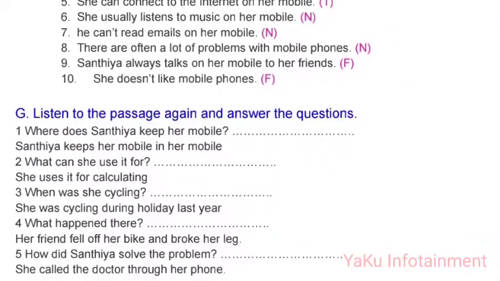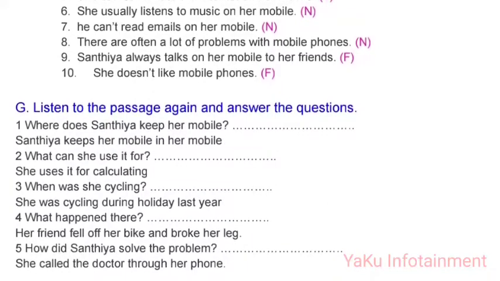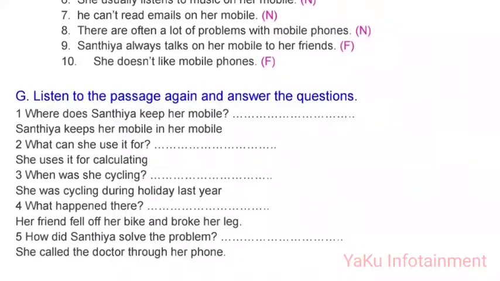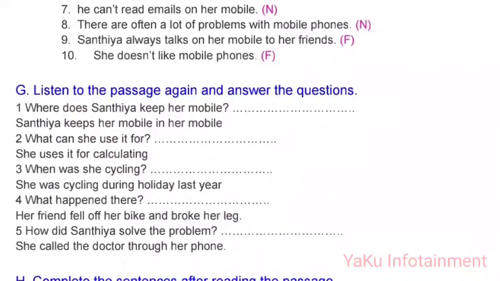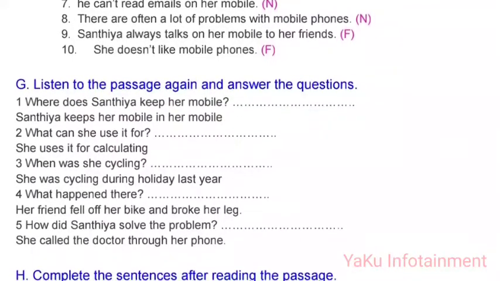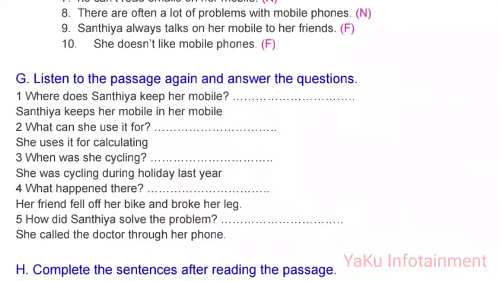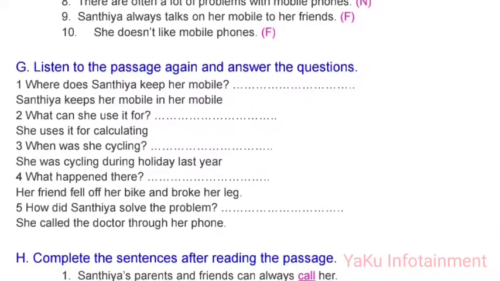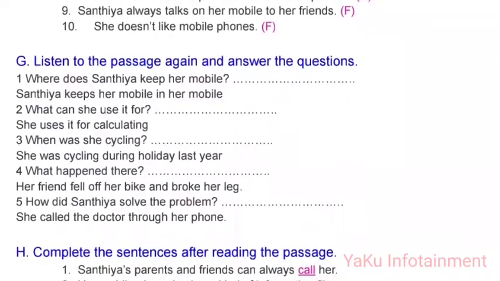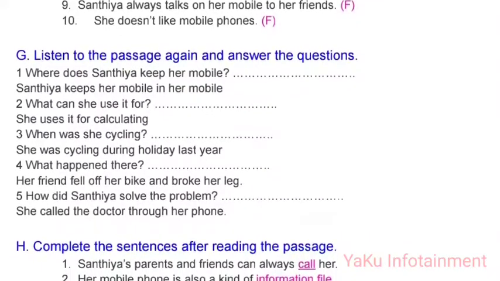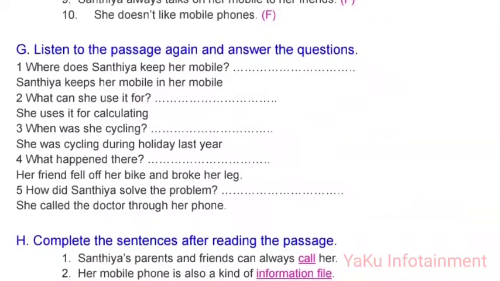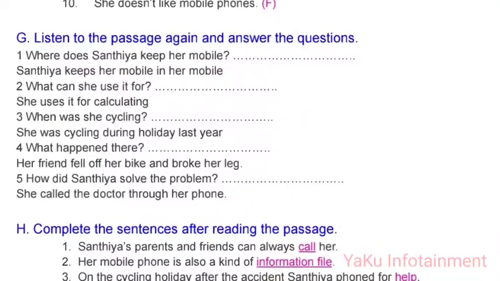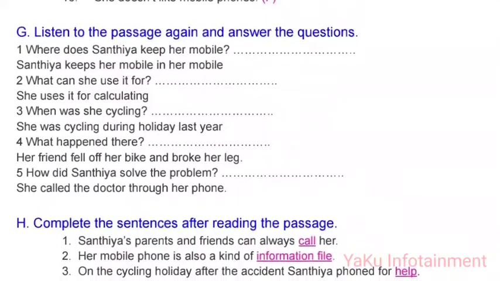G. Listen to the passage again and answer the questions. 1. Where does Cynthia keep her mobile? Cynthia keeps her mobile in her bag. 2. What can she use it for? She uses it for calculating. 3. When was she cycling? She was cycling during a holiday last year. 4. What happened there? Her friend fell off her bike and broke her leg. 5. How did Cynthia solve the problem? She called the doctor through her phone.